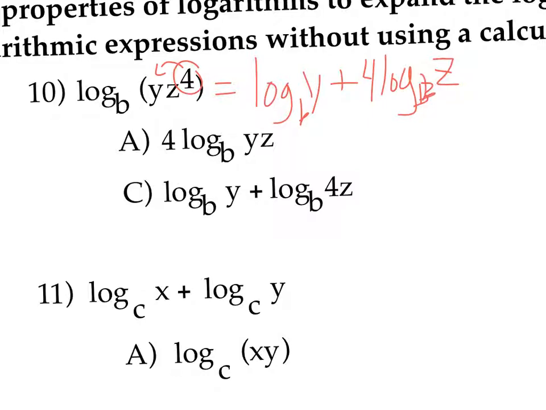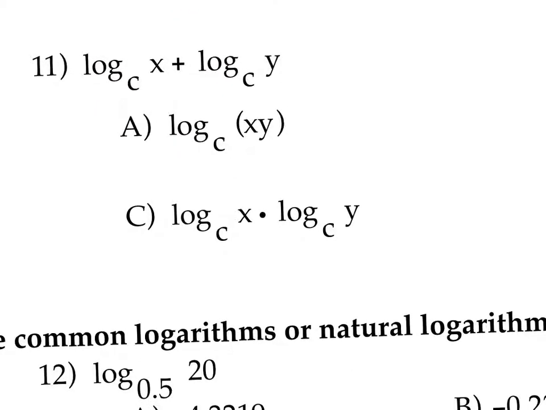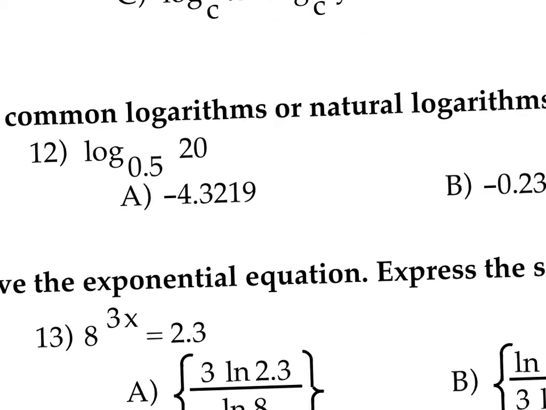But we're going to do 11 next. Or maybe I'll skip 11 because it's boring. Nope, I'm doing 11. So 11 is doing this, but backwards, we're condensing. And we've got log base c of x plus log base c of y. And if I'm adding on the outside, it means I'm going to multiply on the inside. Squish them together and you are donezo.